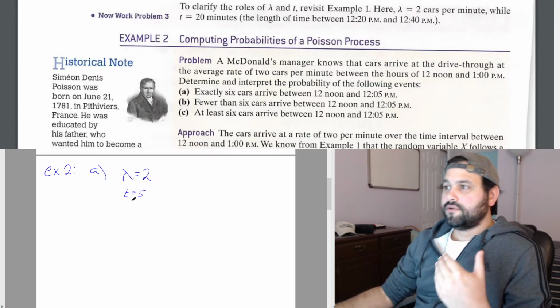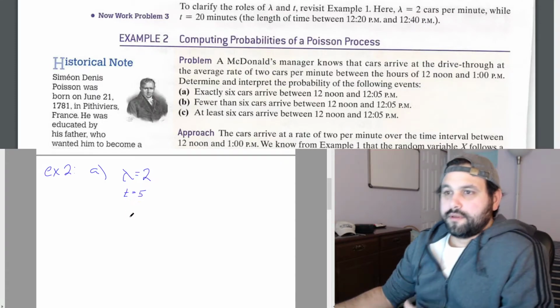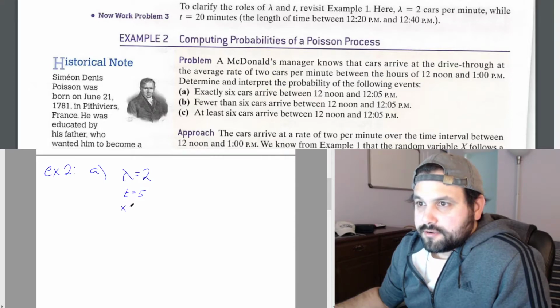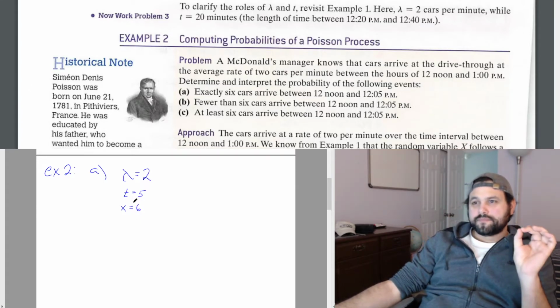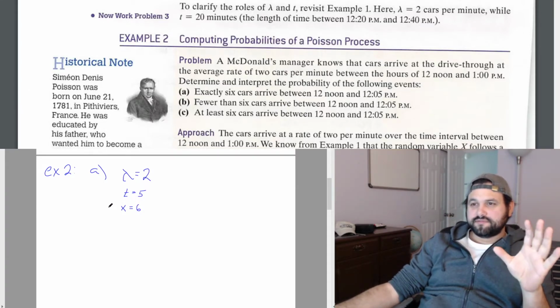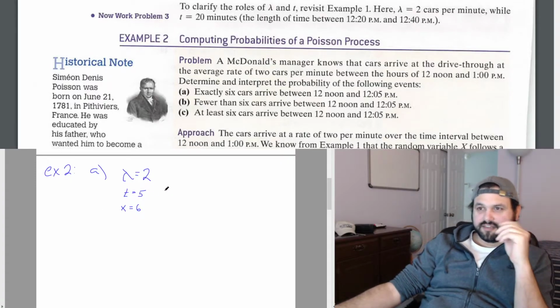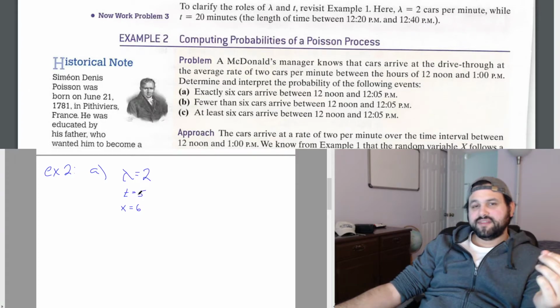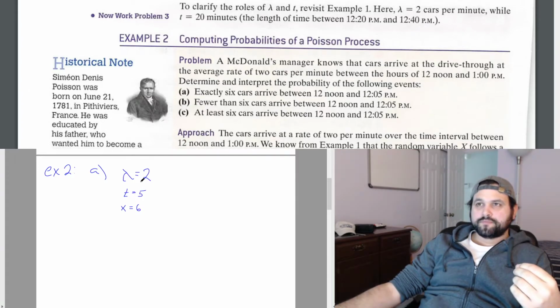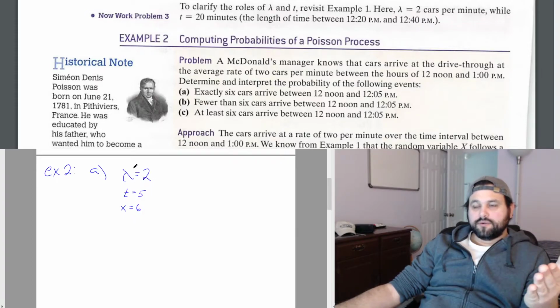And then for the calculator, we are going to need X, which is 6, okay? Now, I kind of got a little ahead of myself here. There's one more thing we have to talk about, and that's going to be the average. So it might be pretty straightforward, but we gotta clarify this.